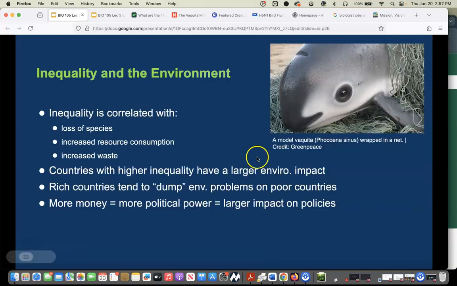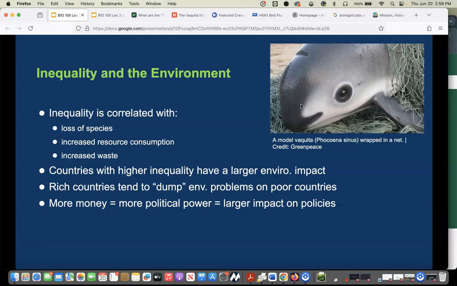And so inequality is related with things like loss of species. I use this example of the vaquita because I just was down in Mexico. I just took students down for a study abroad experience down there. The vaquita porpoise is highly endangered. I don't know how many of you know about the vaquita porpoise, but it's the most endangered species on our list right now. There are only about 10 vaquita that remain in the wild.